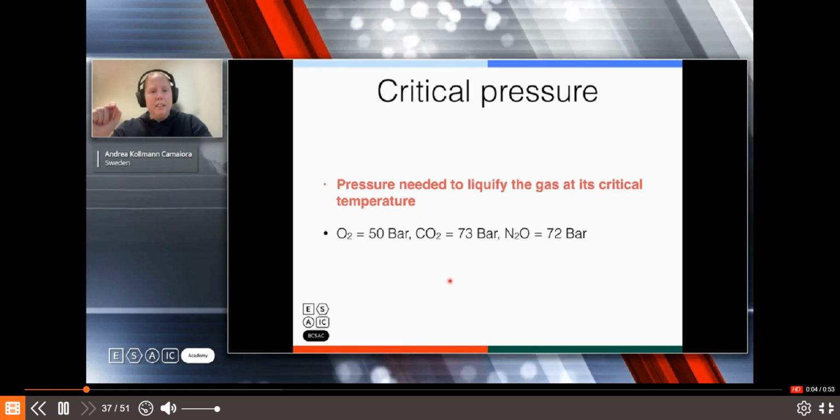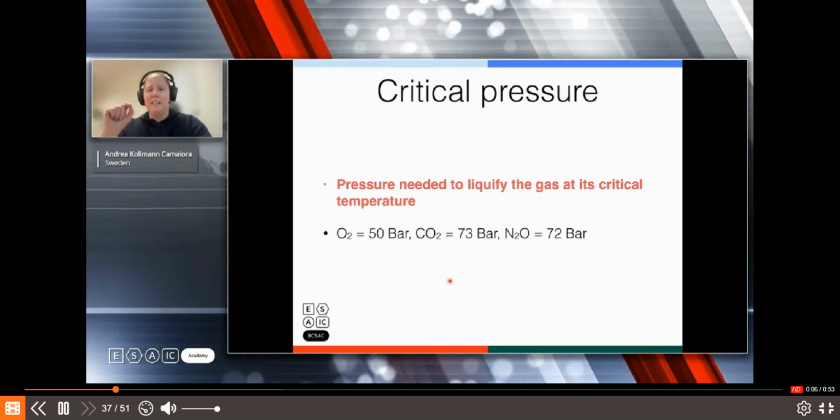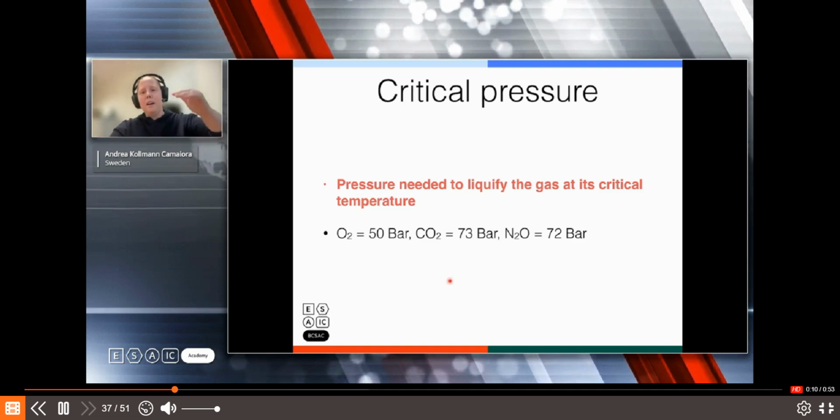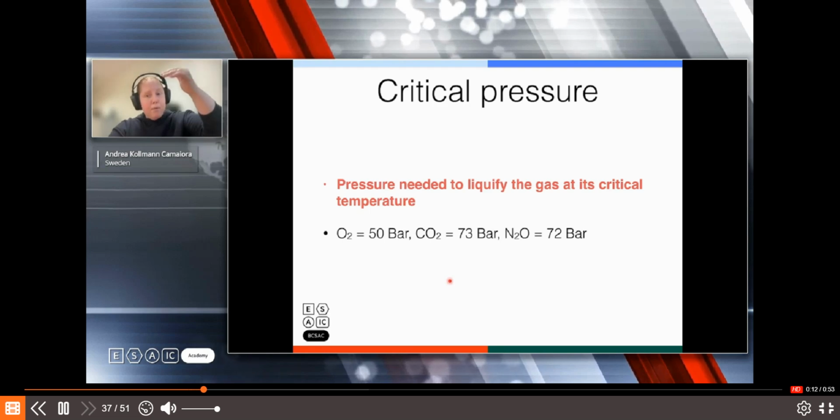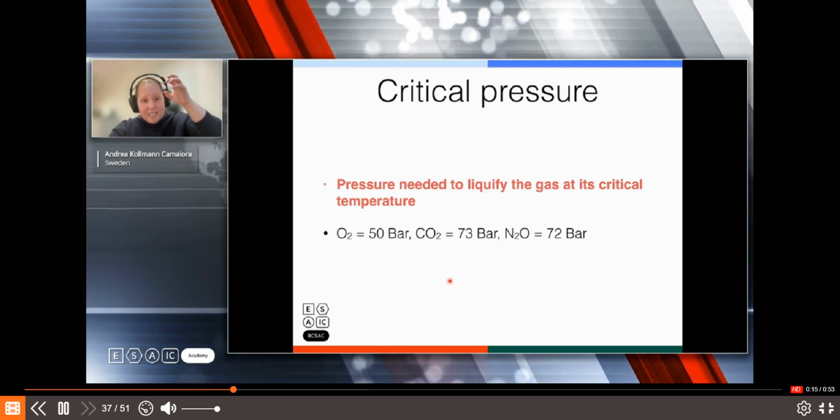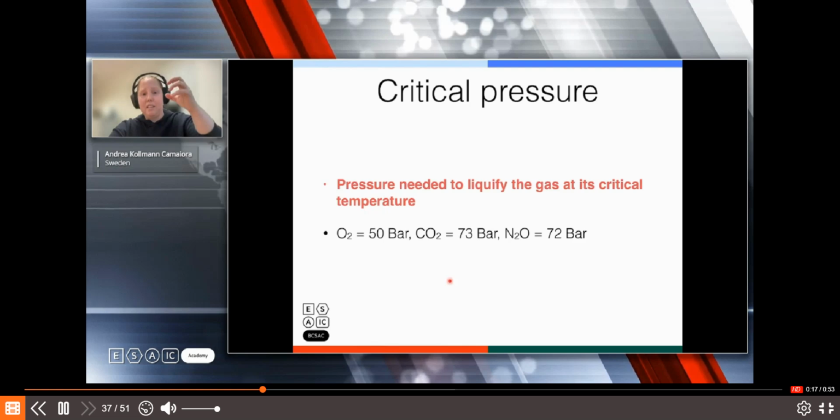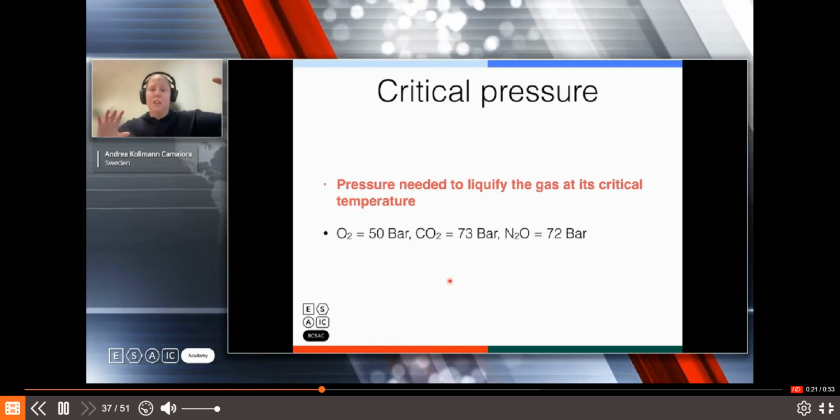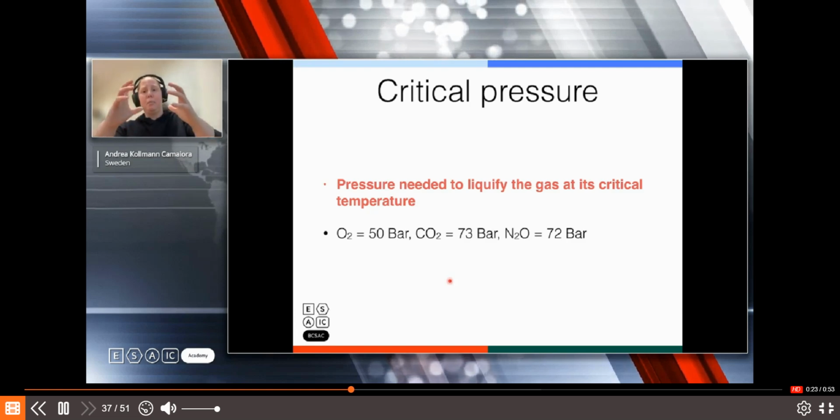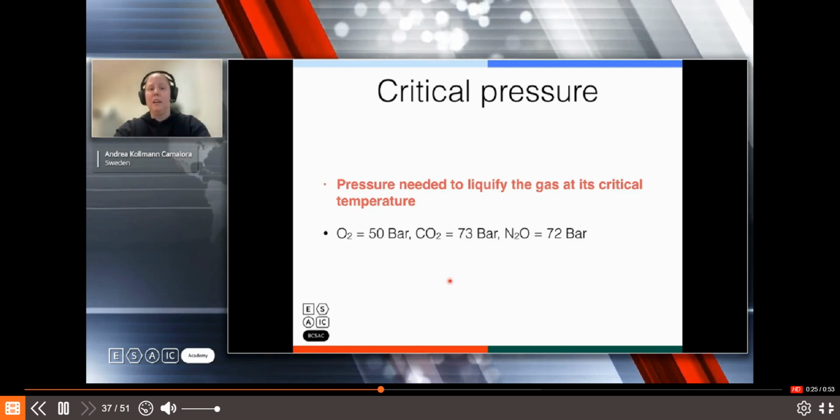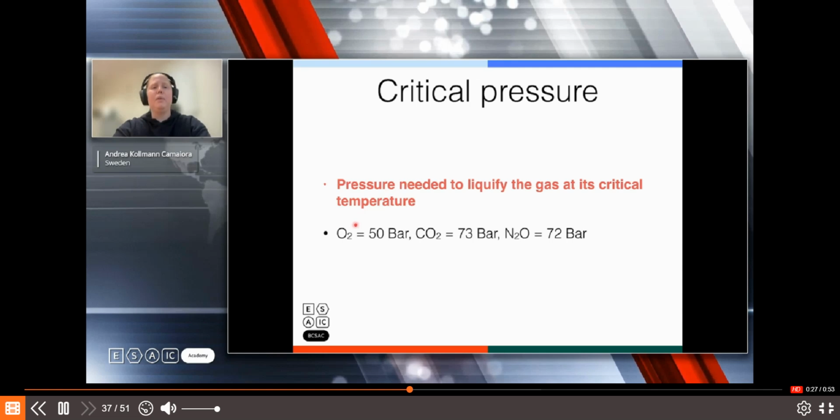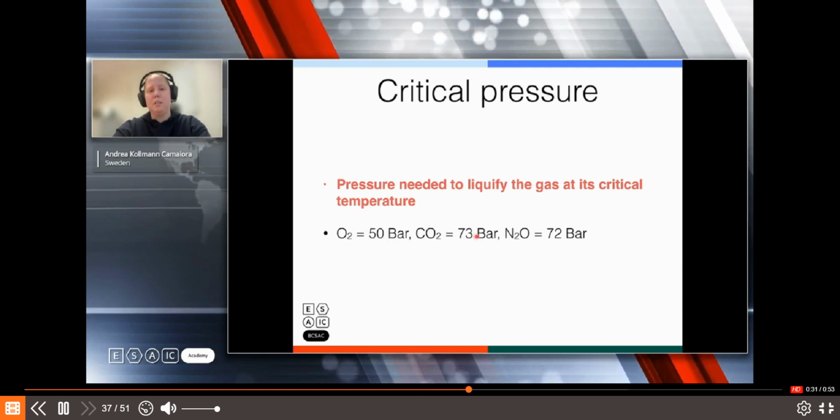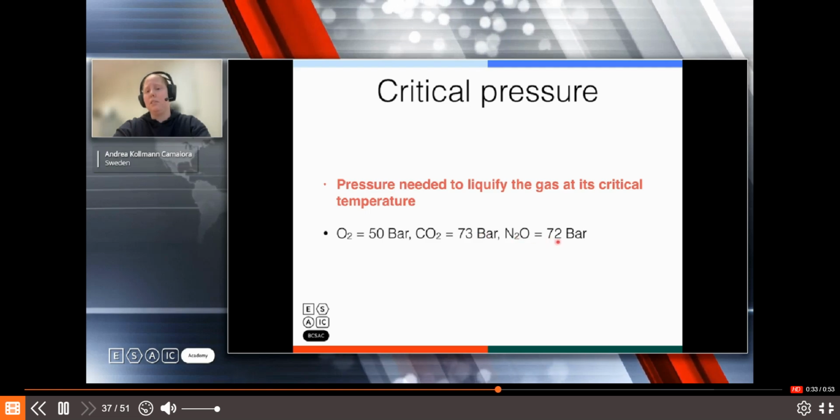Then we have critical pressure. Is the pressure needed to liquefy the gas if it is at the critical temperature? So I don't have it above or below. I have that gas just at the critical temperature. And then there's something called the critical pressure, which is how much pressure I need to apply to that substance to turn it into a liquid. For example, for oxygen it is 50 bar or 50 atmospheres, for CO2 it is 73, and for N2O it is 72.